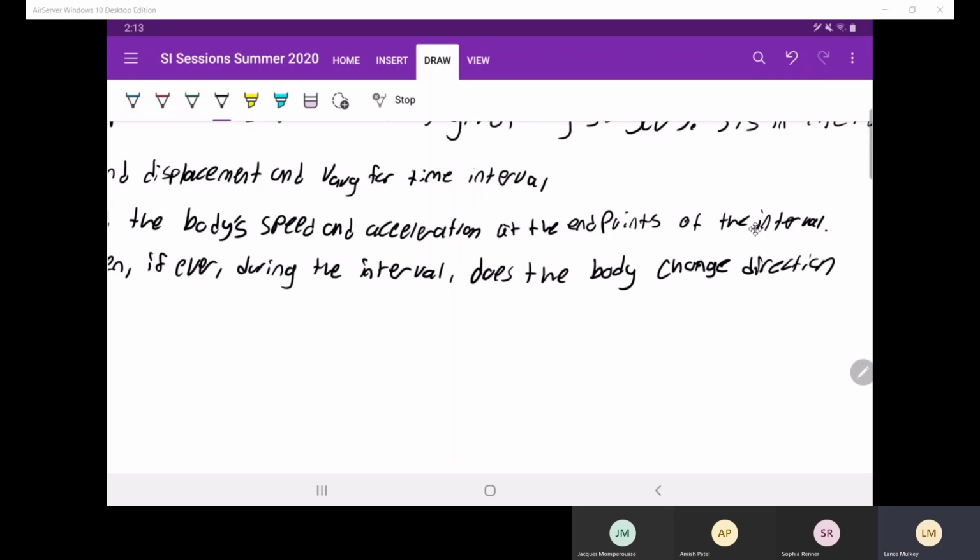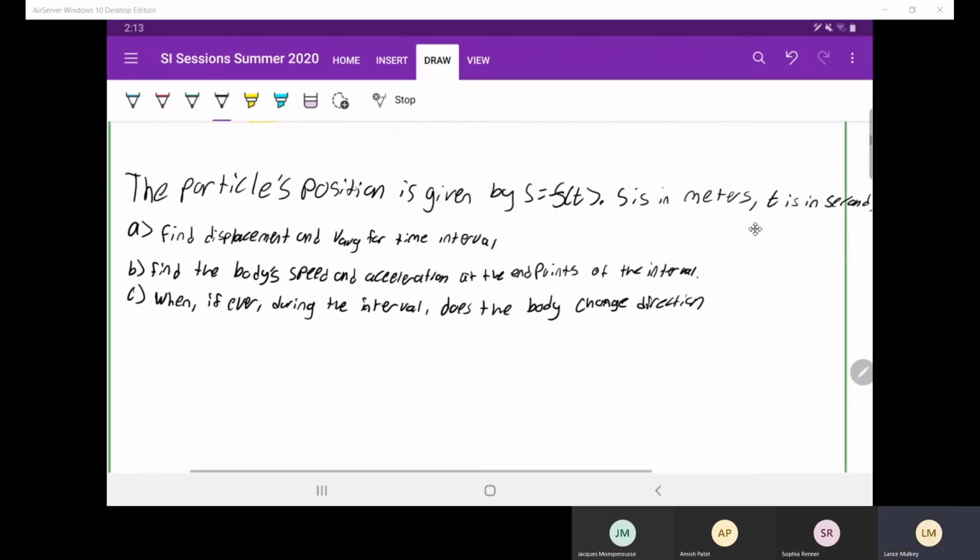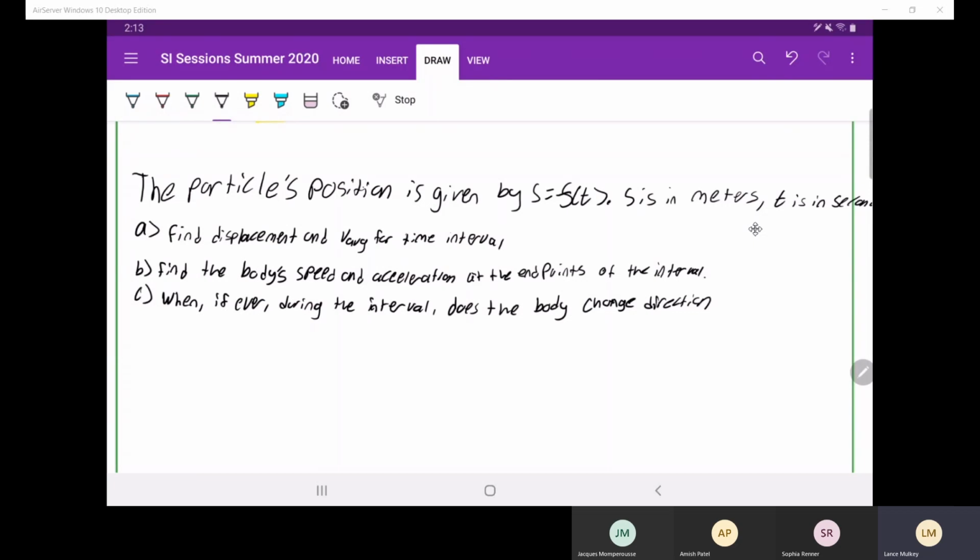All right. So I haven't written down the equation yet, but it wants you to find the displacement and average velocity over the given time interval. It wants you to find the body's speed and acceleration at the endpoints of the interval. And when, if ever, in the interval does the body change direction. So, you ready for me to keep moving on, or can y'all read this properly?